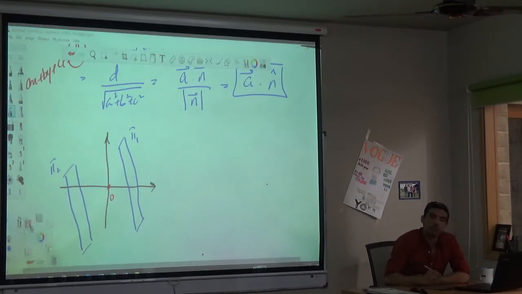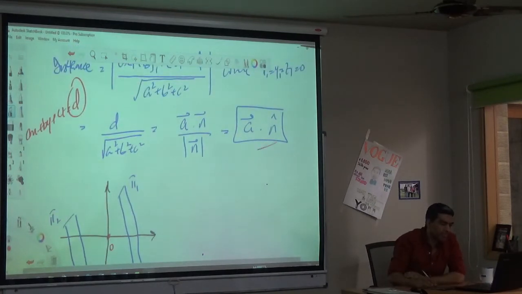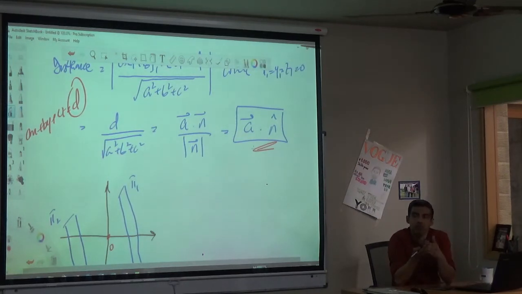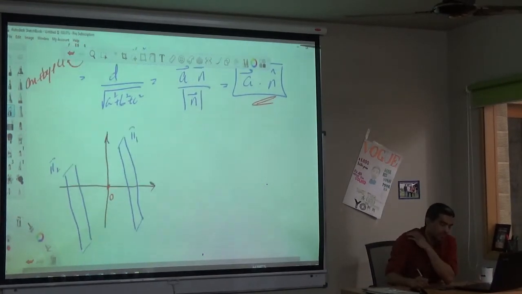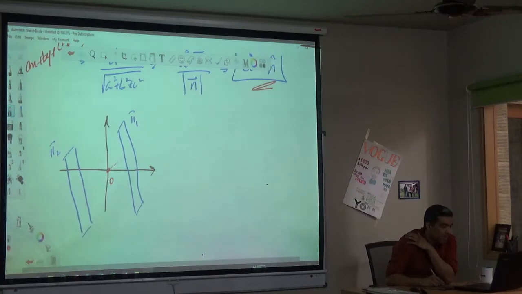Let's say one answer comes out positive, the other answer comes out negative. Let's say I'm not using the mod, I'm just using this. One answer comes out positive, one answer comes out negative. Now, what is the significance of that? If you have the two planes on either sides of the origin, both answers for the distances will come out with different signs. One will come out positive, one will come out negative.